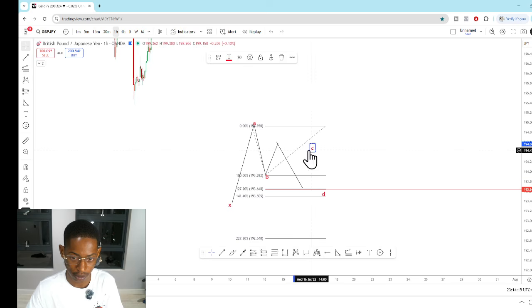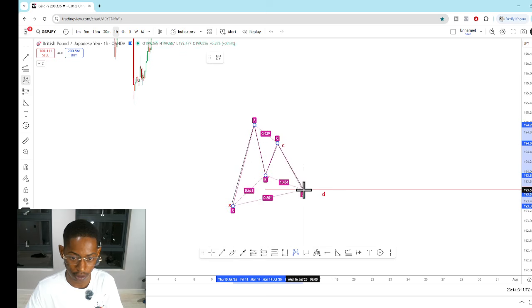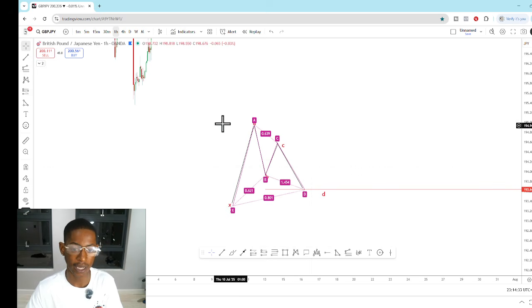A, B, C, D. And then this is where we're going to get our entry. If I can draw it using the tool that's here: X, A, B, C, and D. More like this here. This would be a Gartley.